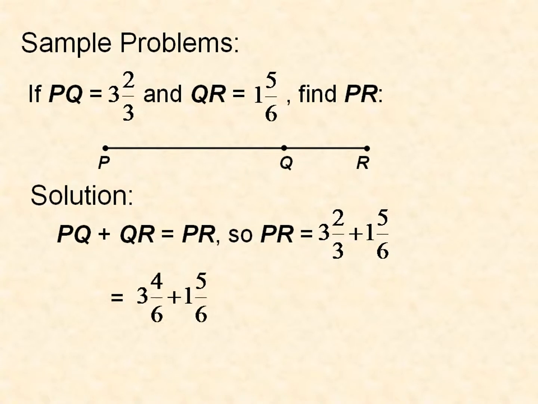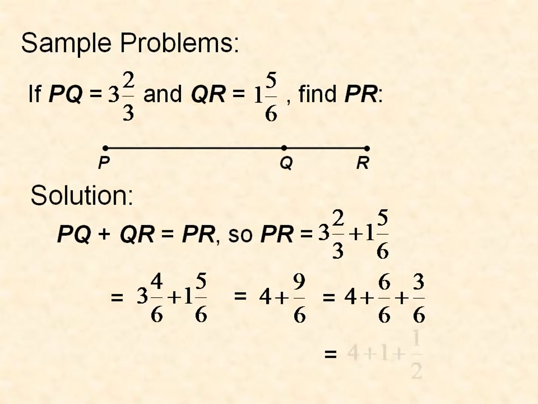Okay, we have to rename the 2/3 so it becomes 4/6. Then we can add 3 4/6 and 1 5/6. That gives 4 9/6. But 9/6 is an improper fraction, so we think of it as 4 plus 6/6 plus 3/6, which is 4 plus 1, because 6/6 is 1, plus 1/2, and that gives us 5 1/2.